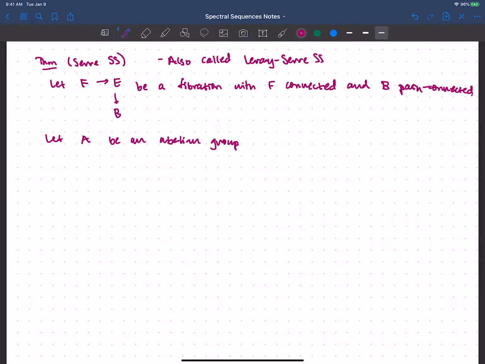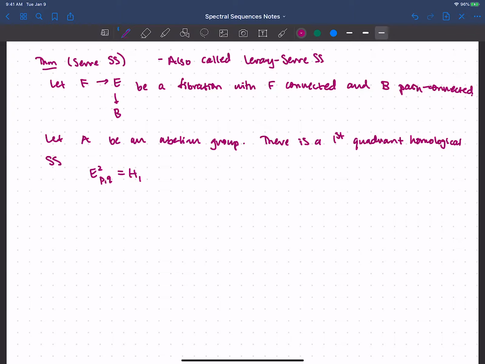And what does Serre's spectral sequence theorem say? It says there's a spectral sequence. So the claim is that there is a first quadrant, which remember has our best kind of convergence. Let's say first quadrant homological spectral sequence. And it's going to look like the E2 page is described.